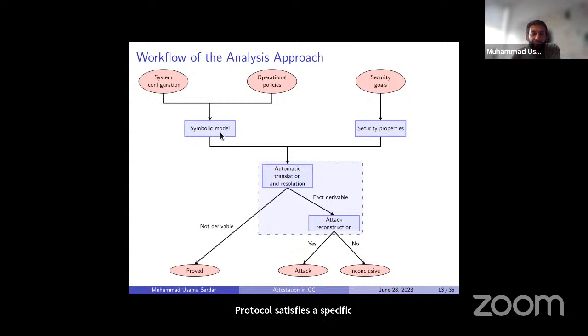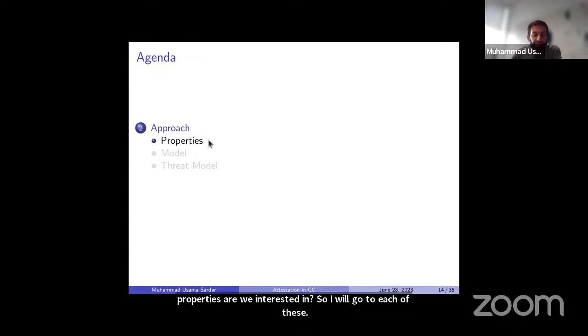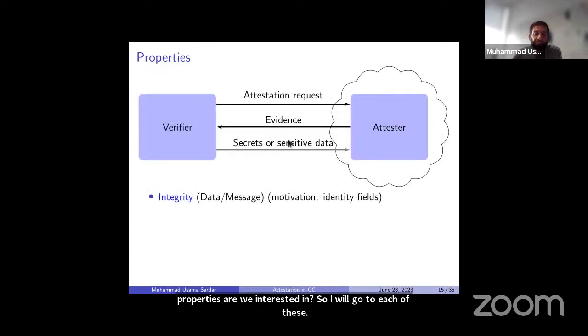So now there are three important things. One is the model, which includes the protocol and then the adversary, and on this side, what properties are we interested in? So I will go through each of these quickly. Firstly, talking about the properties which are of interest in this context.